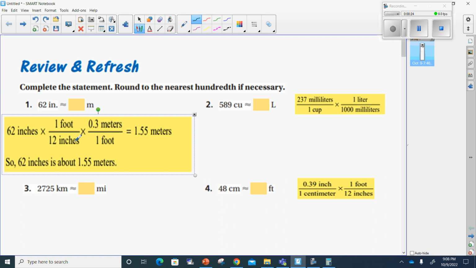First of all, I know that 1 foot equals 12 inches. And I know that 0.3 meters equal 1 foot. So when I do this, I'm going to be taking my feet and crossing them out. I'm going to take my inches and cross them out. And now I have 62 times 1 times 0.3. That's going to give me 1.55.